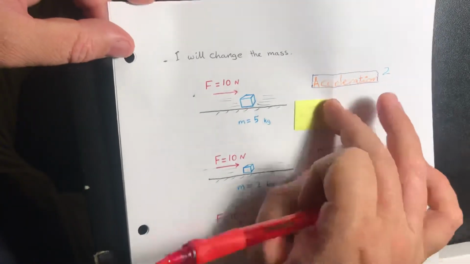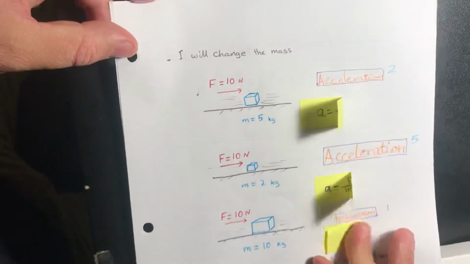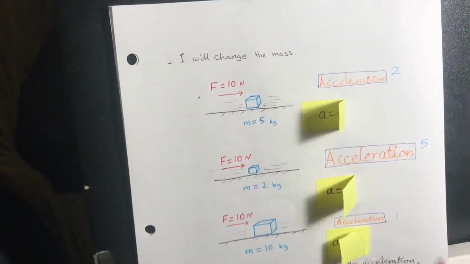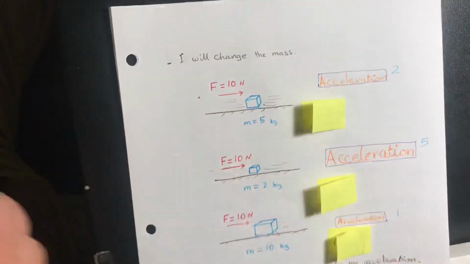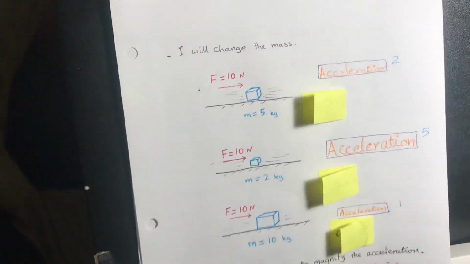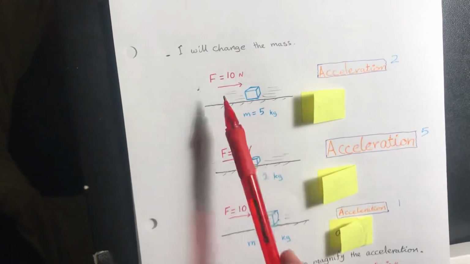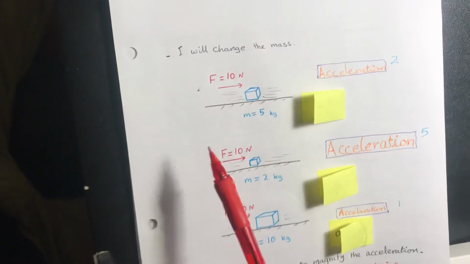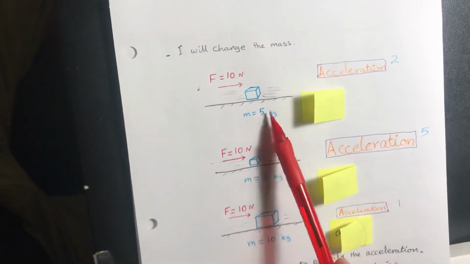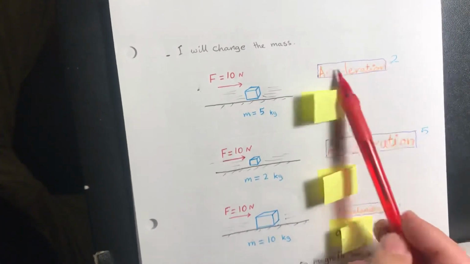Now let us see this example. If we have a mass of 5 kilograms with an applied force of 10 newtons in the i direction, then this mass will accelerate, and we have an acceleration of this amount, for example.